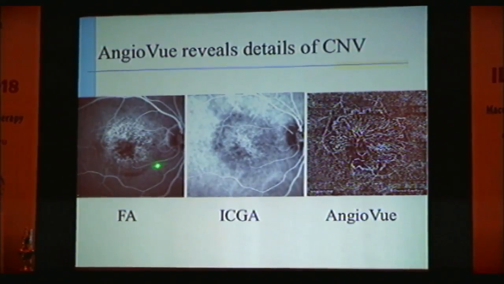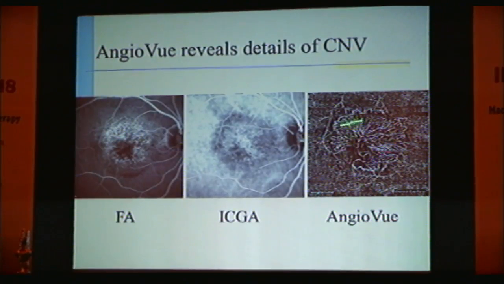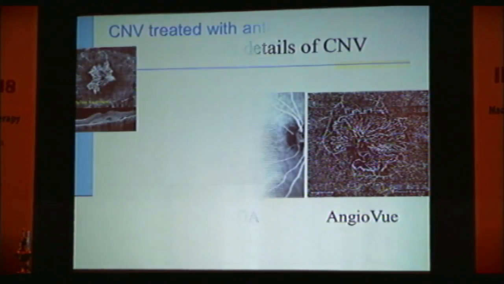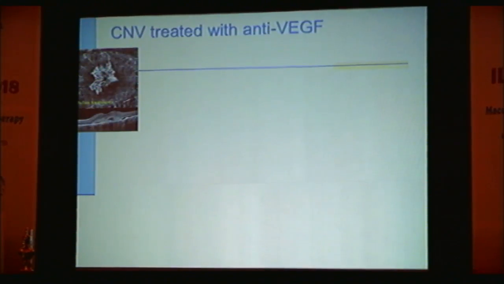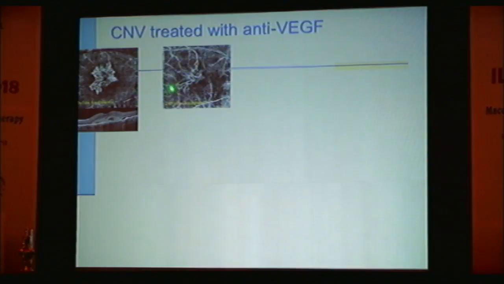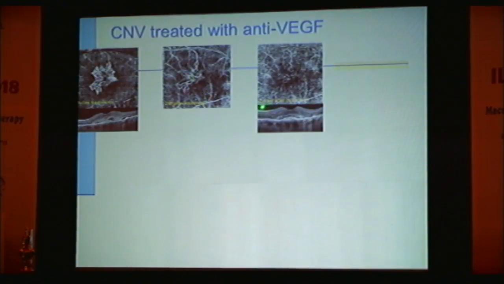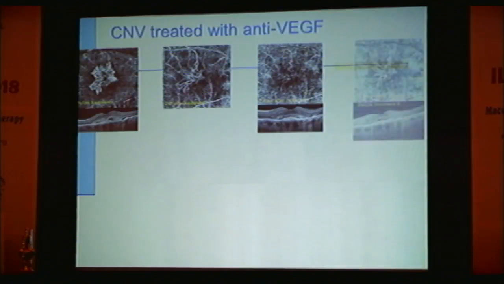Let's look at another one. This is FFA of the same patient, ICGA of the same patient, and OCTA. This is how it tells us. So let's give an example. This is before treatment of CNVM. This is 24 hours after treatment, and this is 7 days after treatment.